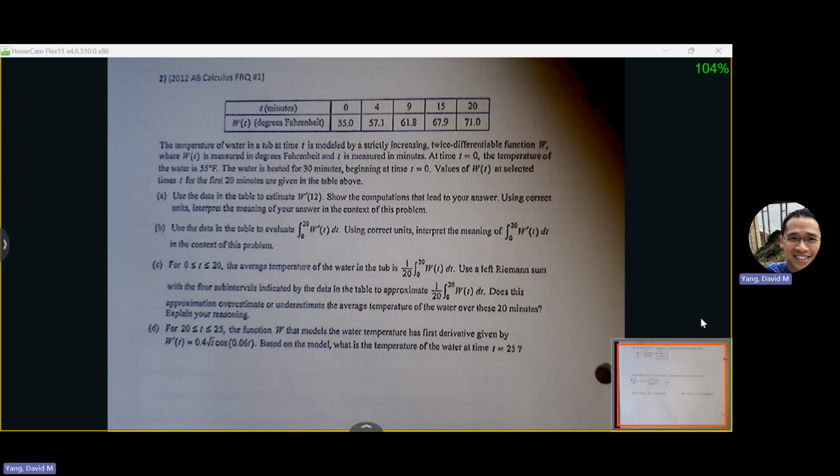So use the table to estimate W prime of 12. So we want to find the rate at which the temperature is changing at the 12th minute. This is just an approximation, so we rely on slope, right? So for W prime of 12, what ordered pairs can we use to find the slope? Because 12 lands between 9 and 15, you're forced to rely on those ordered pairs. If you use any other ordered pair, you won't get full credit, because there are two ordered pairs that are obviously going to provide the best approximation. And the rate of change would be in degrees Fahrenheit per minute.